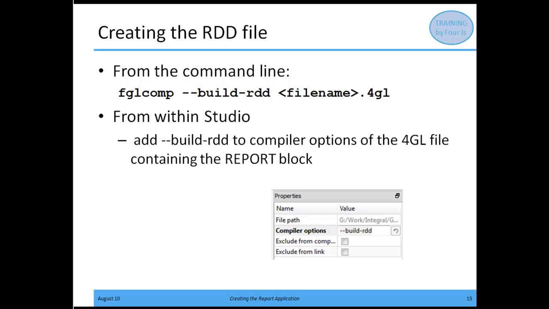And to create this RDD file, there's two ways we can do it. From the command line, I can just do an FGL comp --build -RDD and specify the name of the 4GL file that holds my report driver. Alternatively, from within Studio, as I showed you, I can identify that 4GL file that has my report driver, and I add the --build -RDD to the compiler option. Now, every time that 4GL file is compiled, it will go ahead and recreate that RDD file. So we know that our RDD file will never be out of date. For every time we compile the application, the RDD file will be recreated.